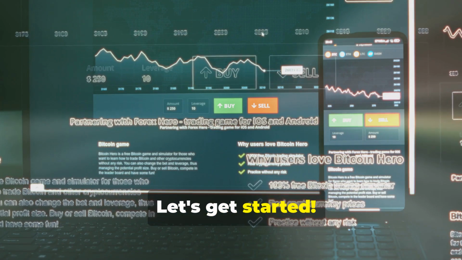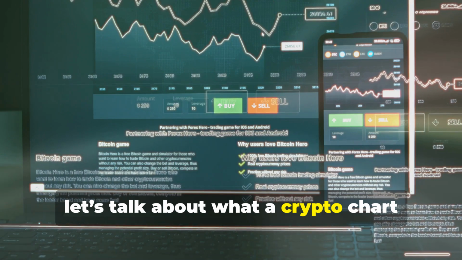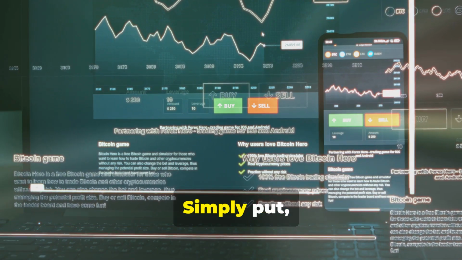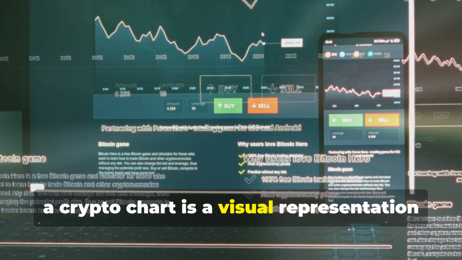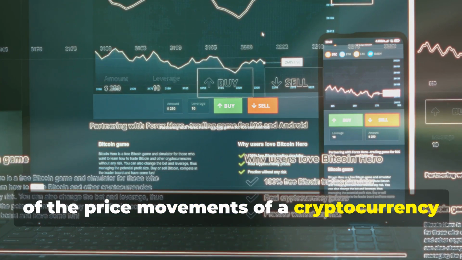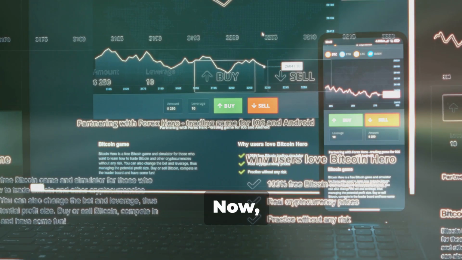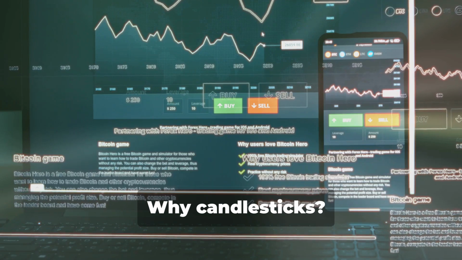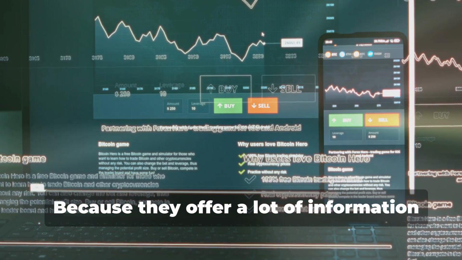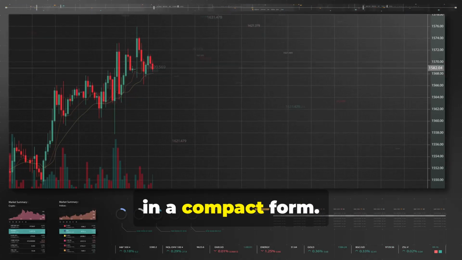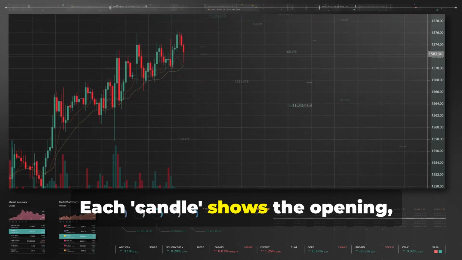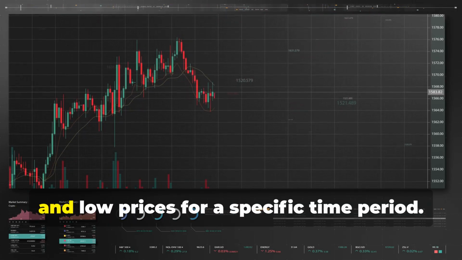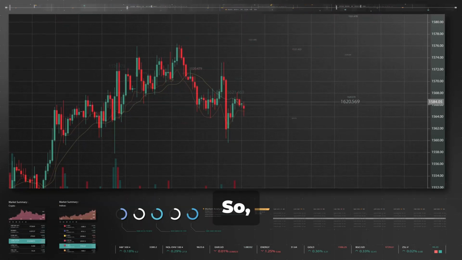Let's get started. First up, let's talk about what a crypto chart actually is. Simply put, a crypto chart is a visual representation of the price movements of a cryptocurrency over time. Now, the most common type of chart you'll come across is the candlestick chart. Why candlesticks? Because they offer a lot of information in a compact form. Each candle shows the opening, closing, high, and low prices for a specific time period.